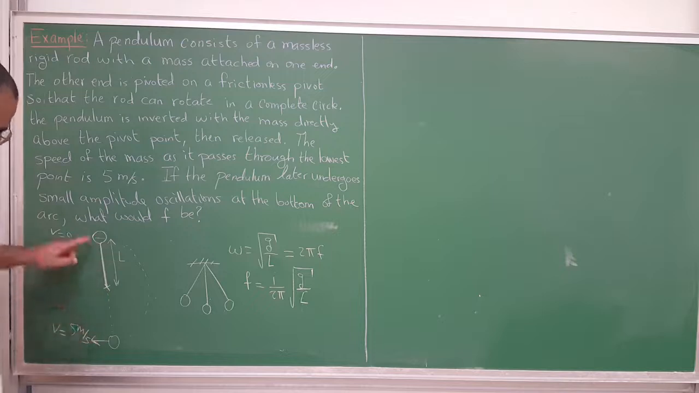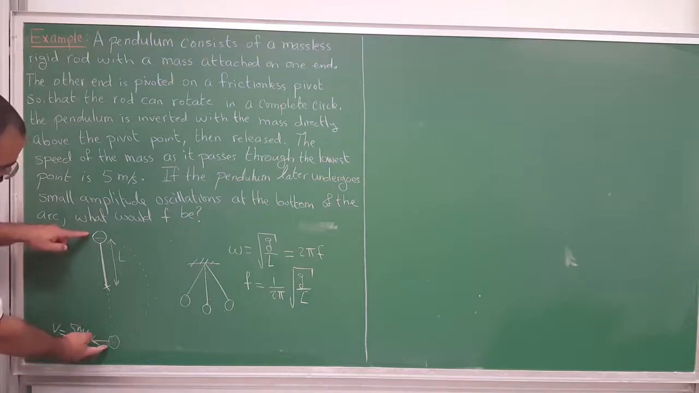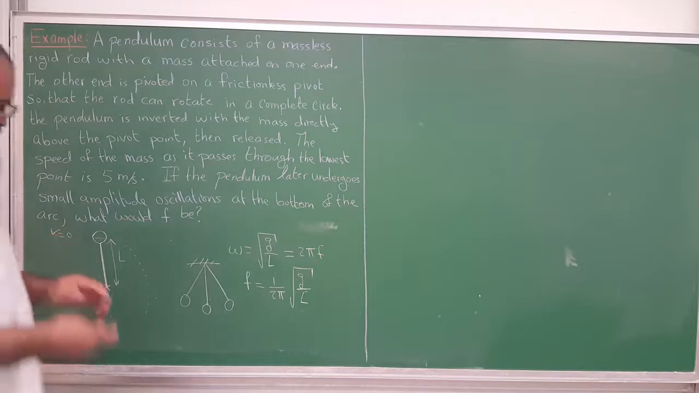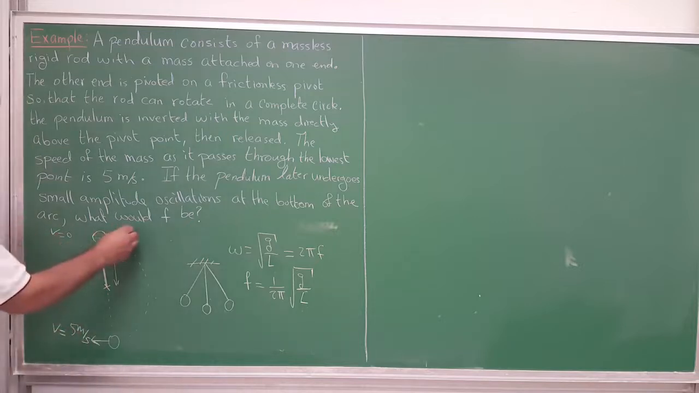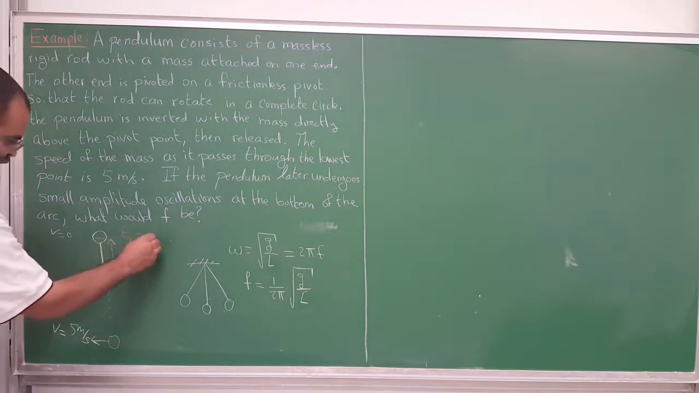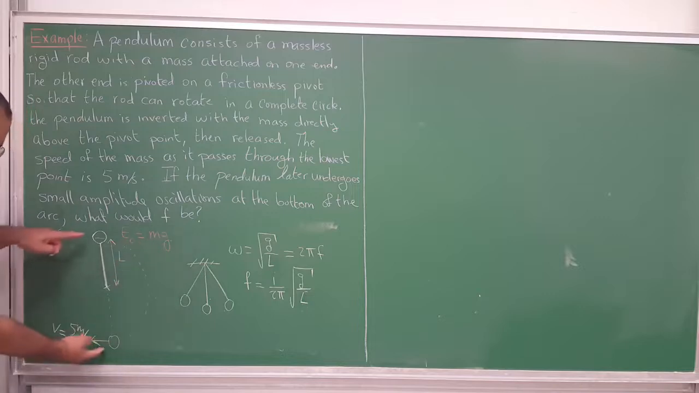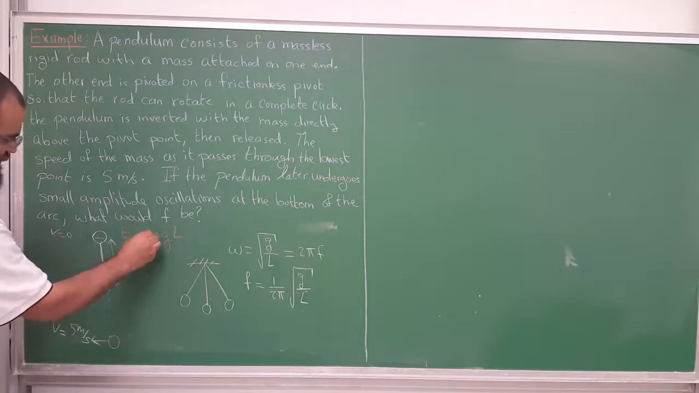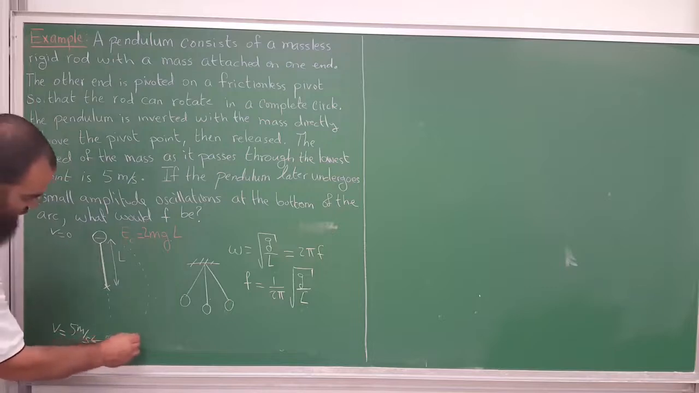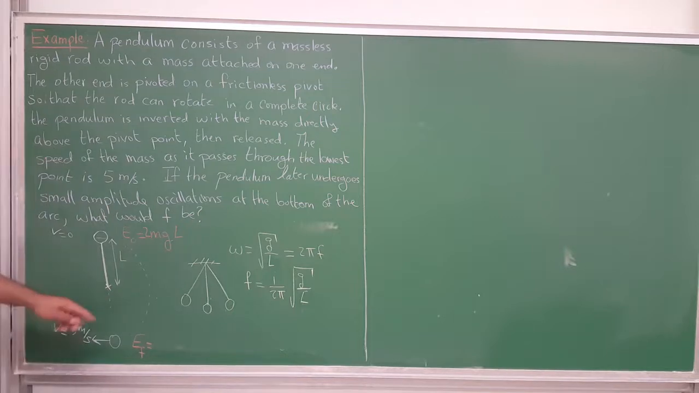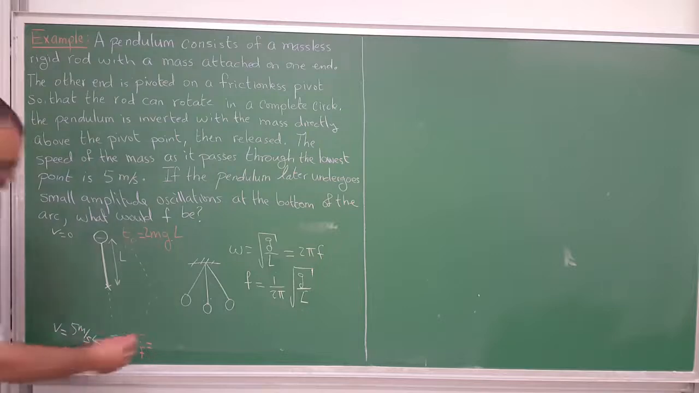So it goes down. Let's take this to be the zero. When it's above here, there is gravitational potential energy, equal to the mass times gravity times the height, which is 2L. So the initial energy, there is no kinetic, it's all potential, and it's equal to m g times 2L. At the bottom, the energy is all kinetic. There is no potential, I'm taking the potential energy to be 0 here. That's my reference point. So it's 1/2 m v squared.